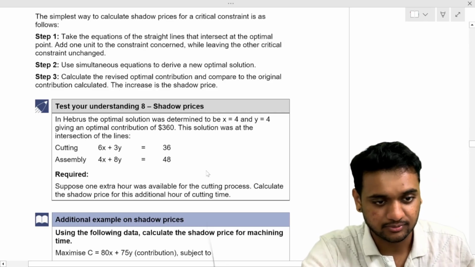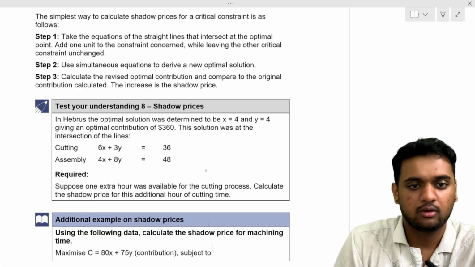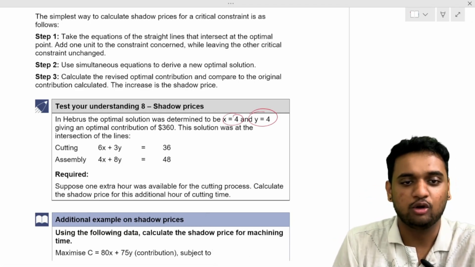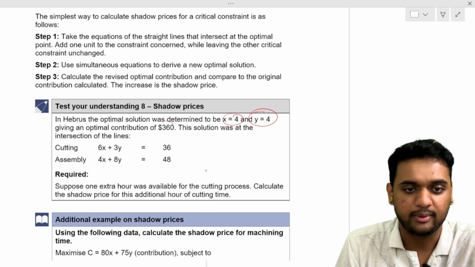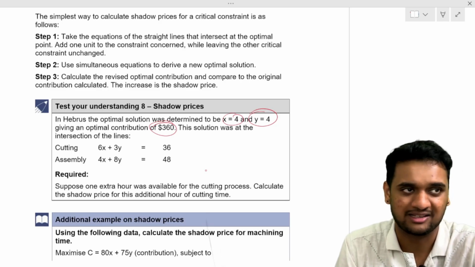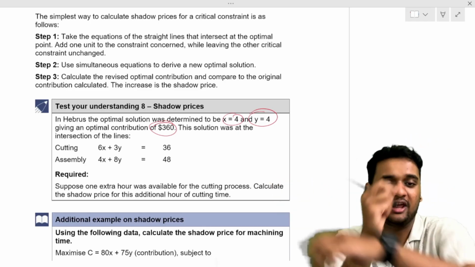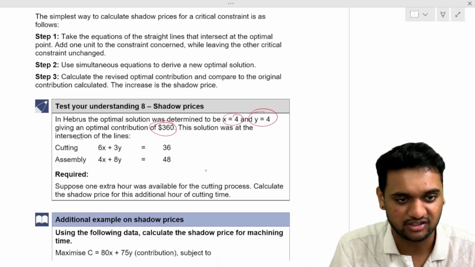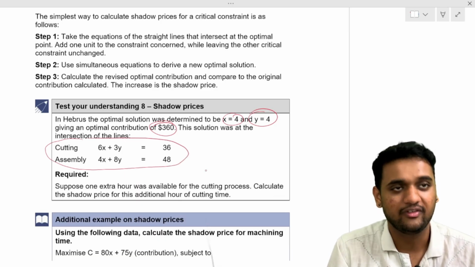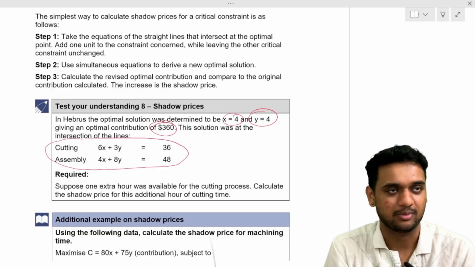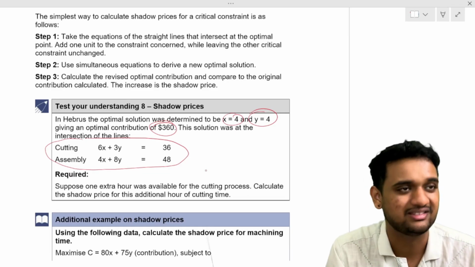Okay. Now, tested understanding question number 8, you come now. X is equal to 4, Y is equal to 4 we found out in the previous question. We found the optimal contribution, 3,600, maximum contribution. The intersection of those 2 lines was our point. We didn't know in the question, we directly took 2 equations, but only 2 equations were there. Intersection of these 2 lines was our point.